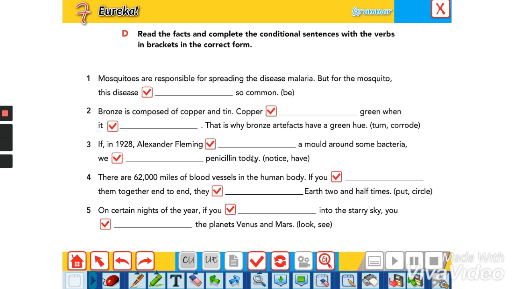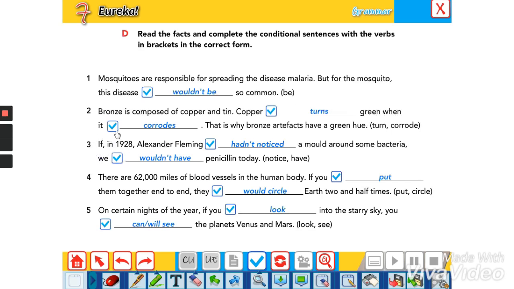Let's move to D. Now in D, here we have 5 sentences or 5 situations. Let's fit the conditional sentences in them, okay? And as you can see here, you have the verbs in brackets and you need to put them in the correct form using the correct conditional depending on the meaning. Okay, so the first one says, mosquitoes are responsible for spreading the disease malaria. But for the mosquito, we're talking about the mosquito itself. This disease is what? Is it common for a mosquito? No, so wouldn't be common.